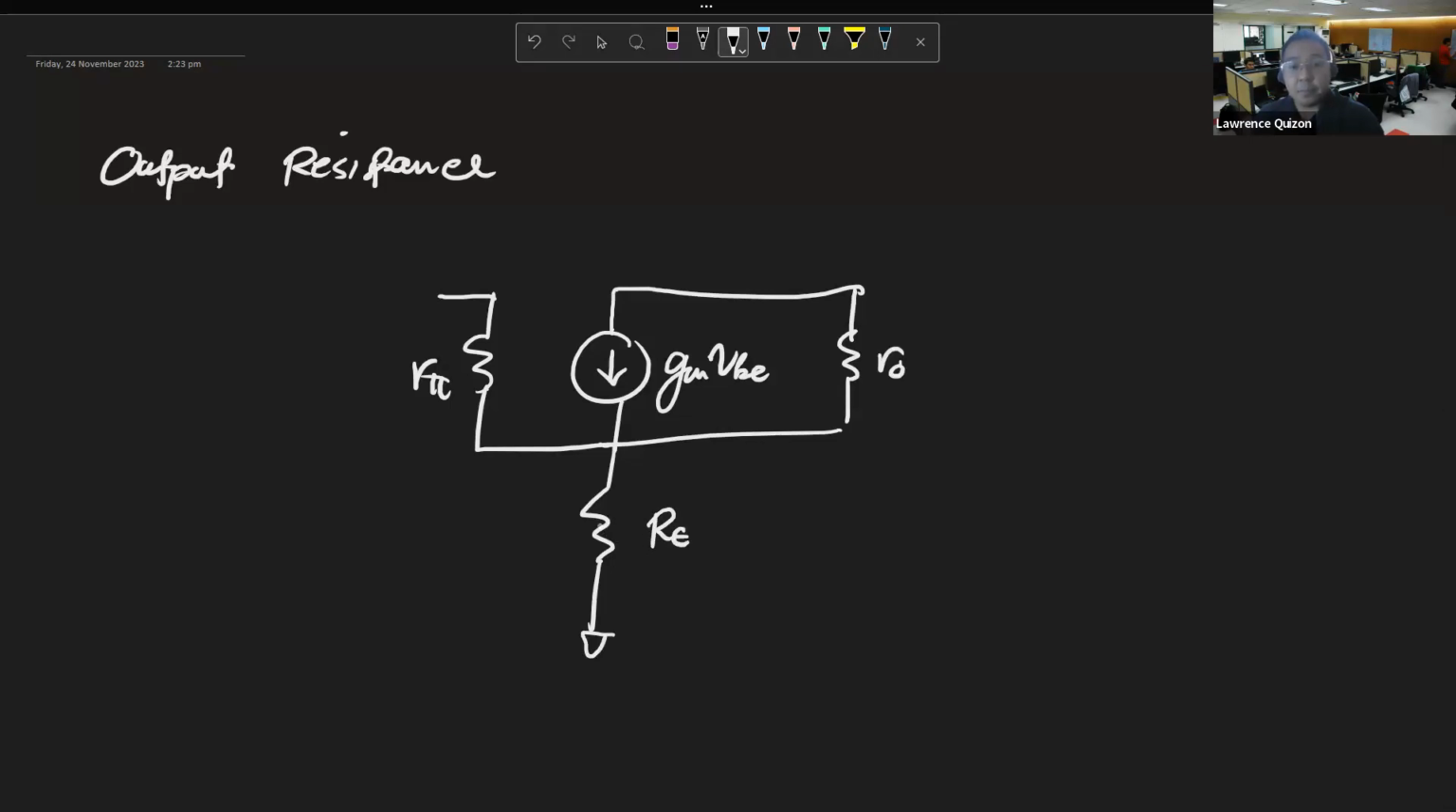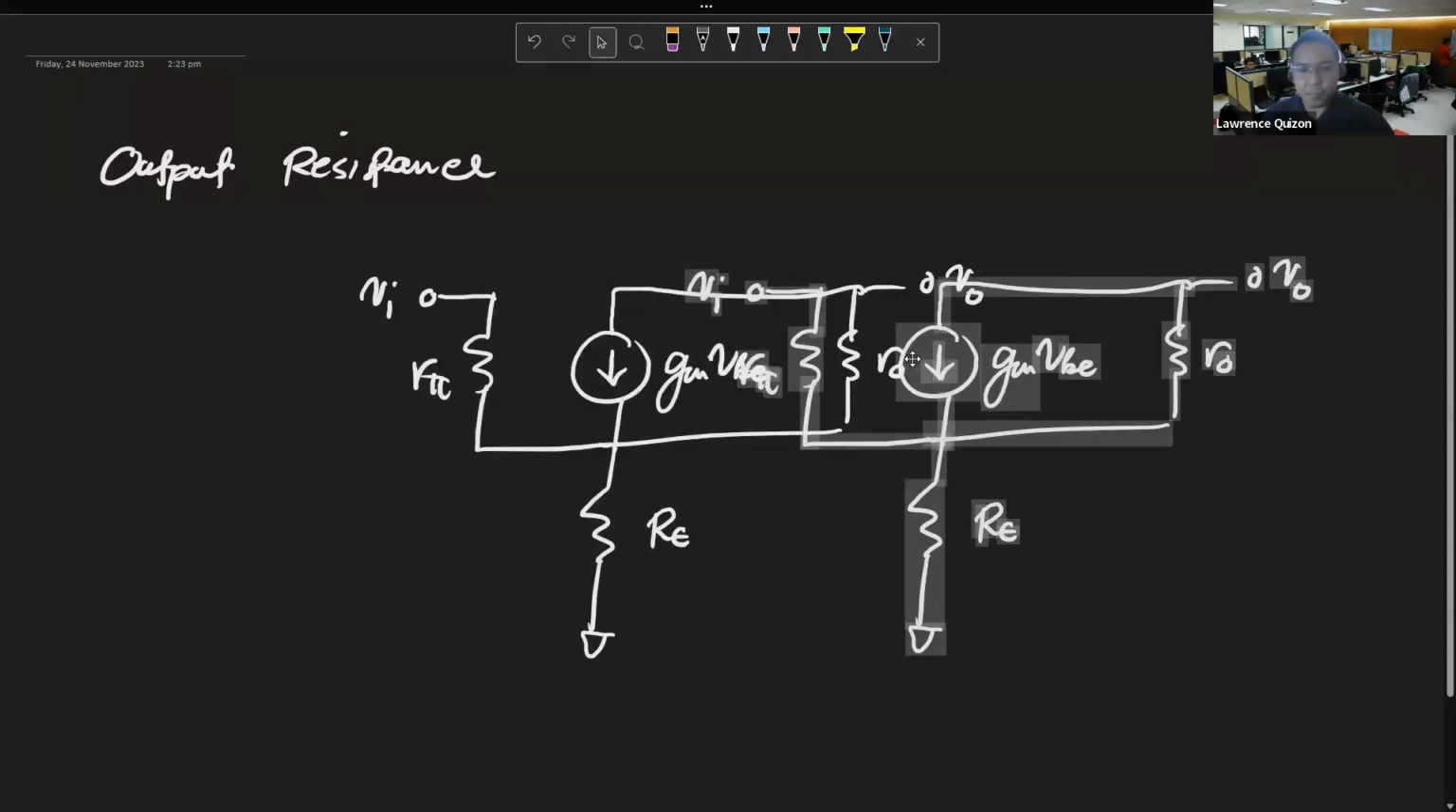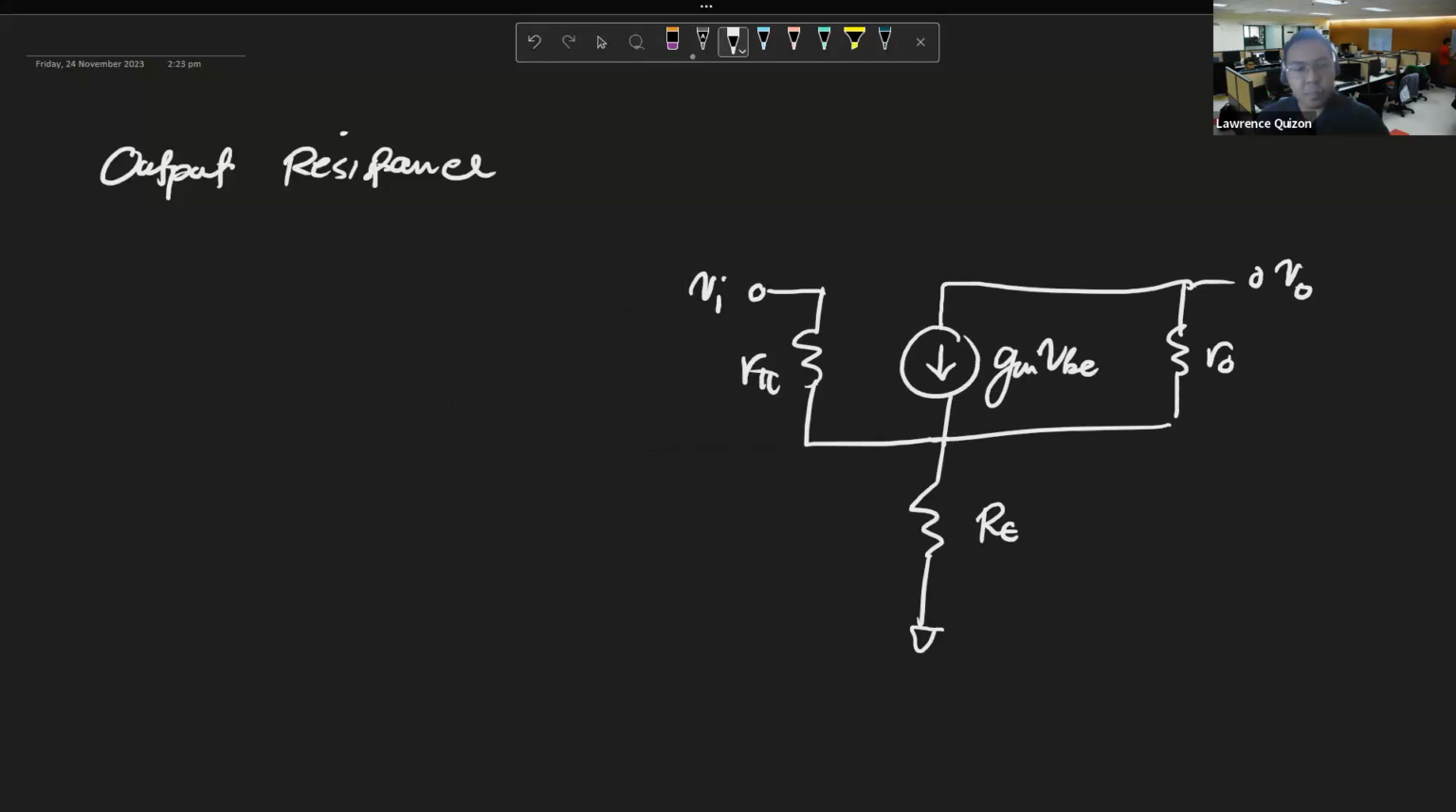So this is the only thing we want to calculate. This is the red part earlier. So we want to calculate R out prime for this. And we get that by calculating V out over I out, given V in is grounded. So let's do that. So ground V in, and then let's calculate.